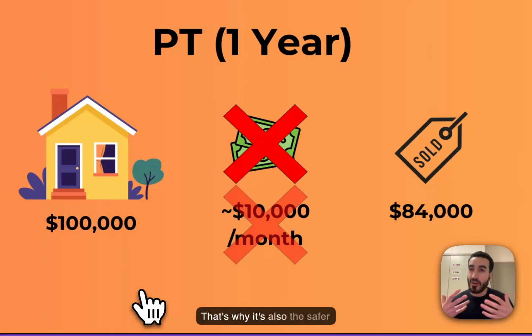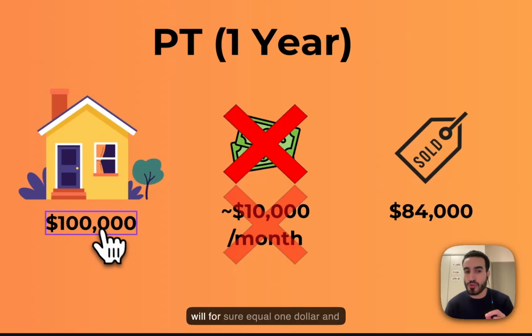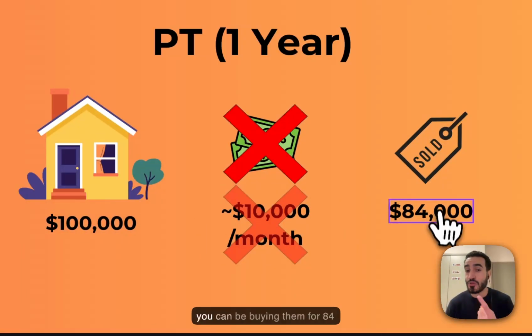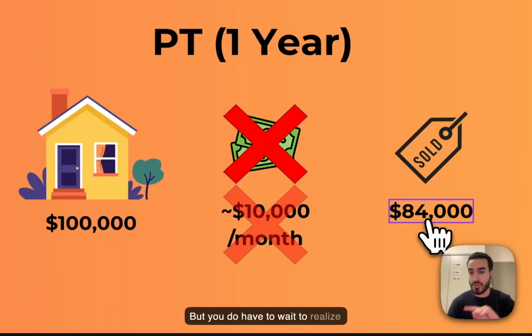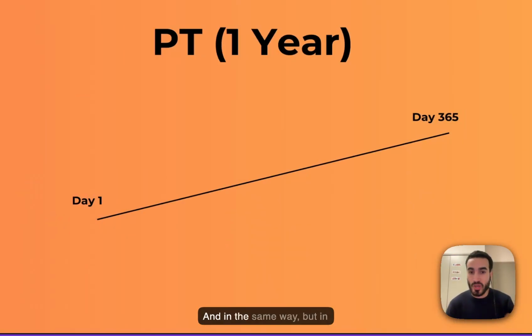And that's why it's also the safer side, especially when it's stable coins, because the stable coins will for sure equal $1 and you can be buying them for 84 cents. But you do have to wait to realize the yield. And in the same way, but in reverse, PTs gain value over time because they slowly go closer to their full value where you kind of fully own it.